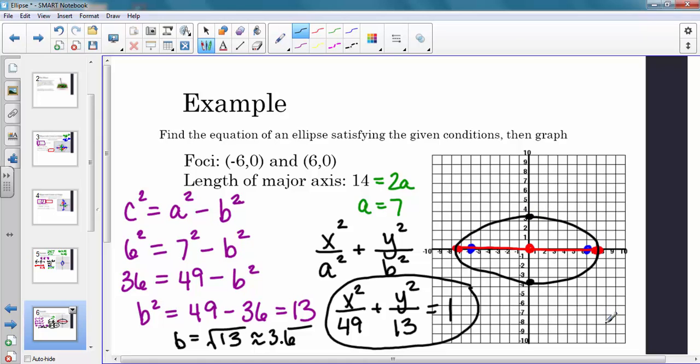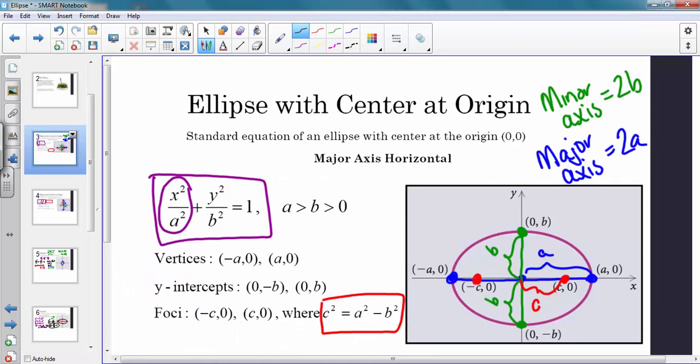So that's really a good introduction for ellipses. Keep in mind that that distance a is going to go from your center to your vertex. The distance b represents the distance from your center to your co-vertex, and the distance c is from your center to your foci. Keep in mind that a is always going to be your biggest number, and whether your a is underneath your x or underneath your y is going to tell you if your major axis is horizontal or vertical.